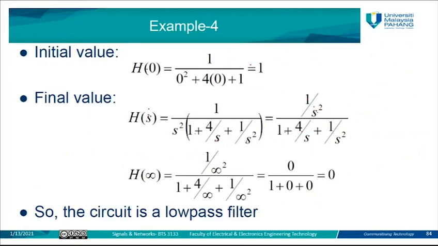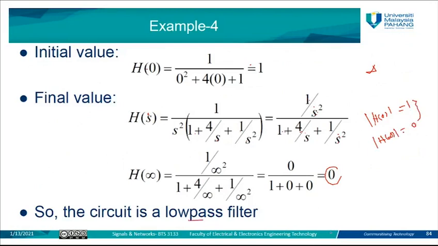We substitute for each S by infinity. So this becomes 0, this becomes 1, this becomes 0, this becomes 0. So we have the value 0. So the magnitude of H(0) is equal to 1, and the magnitude of H(infinity) is equal to 0. That means this is the characteristic of our low pass filter. For that, it is a low pass filter.